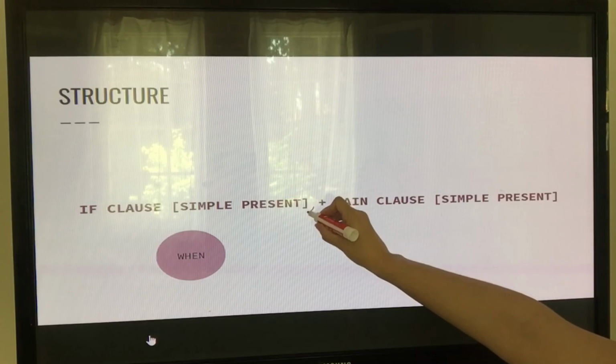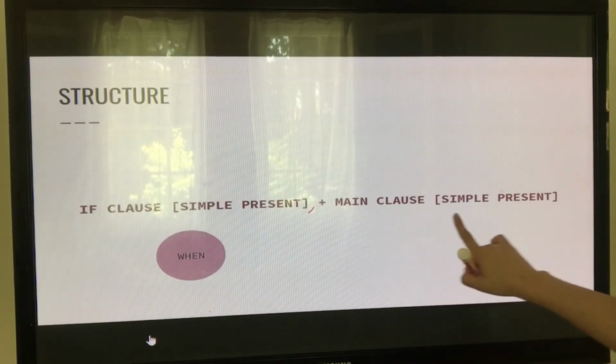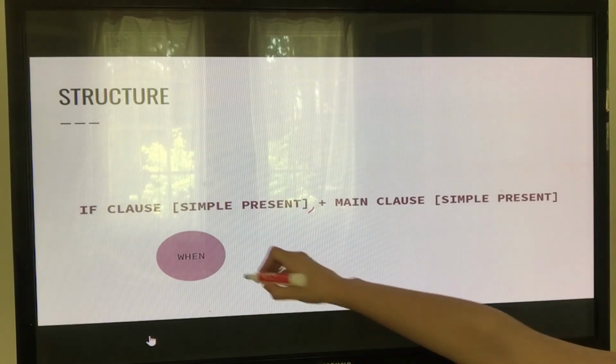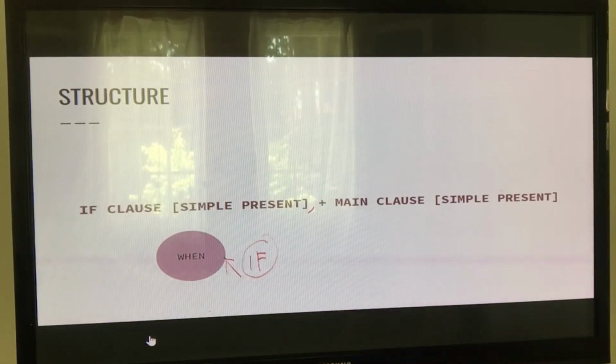Then we have to add the comma, and then we add the consequence or main clause as well in simple present. Another thing that is very important to mention here is that when we use a zero conditional specifically, we can use when instead of if, but only with the zero conditional. Why? Because we're talking about certain results. Something that we already know that is going to happen in that way.